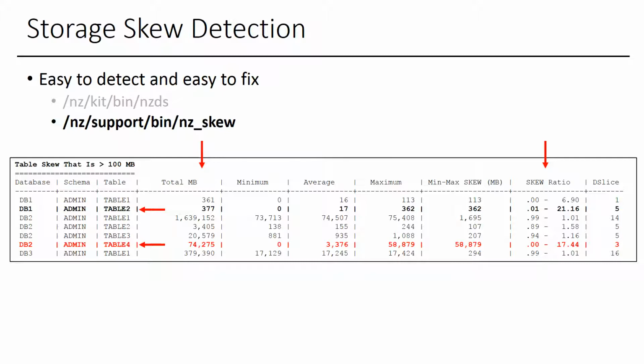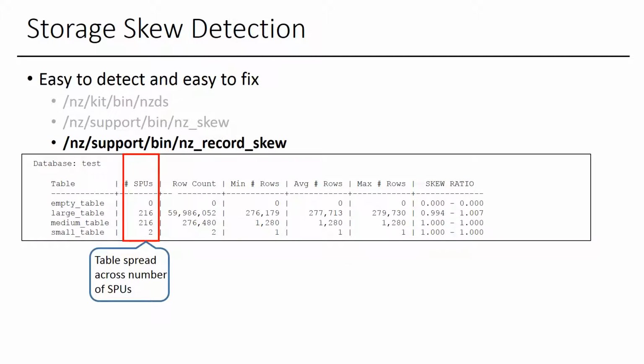In this example, the skew ratio column shows table 2 and table 4 have a high difference in range value. However, size-wise, table 2 is really small, which can be ignored, but table 4 needs to be addressed for storage skew. The nz_record_skew is another command that checks skew for a particular table.